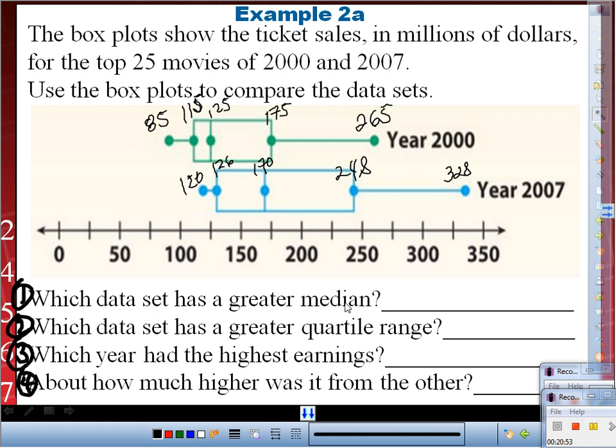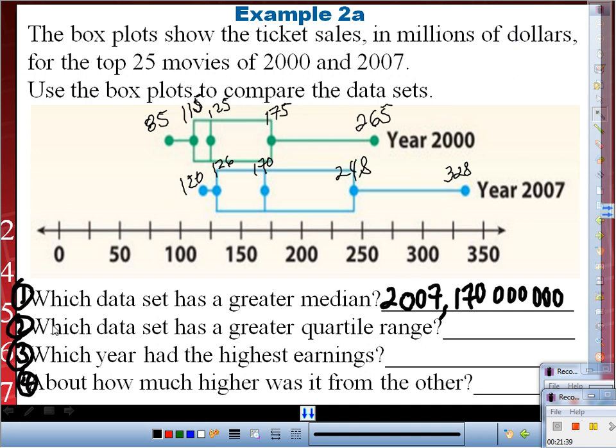Okay, let's see. Armando, which one? How much is the median for 2007? 170? Hands if you agree with that. That is incorrect. Haley. 170,000. Hands if you agree with that. That is incorrect. 170 million. Million. Very good. It's in millions of dollars. That's a lot of money.